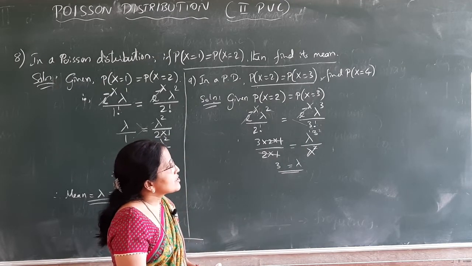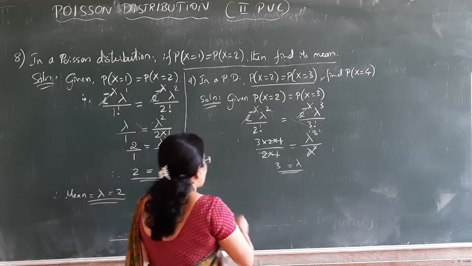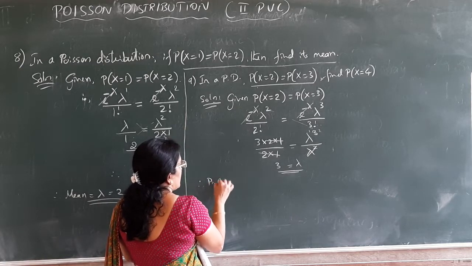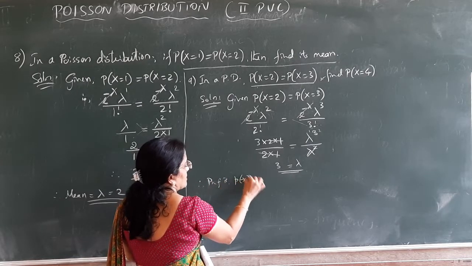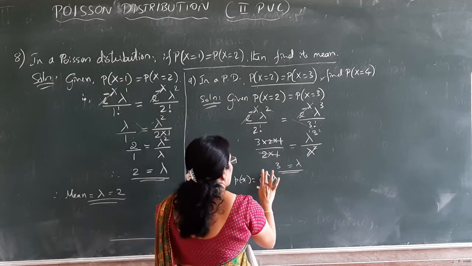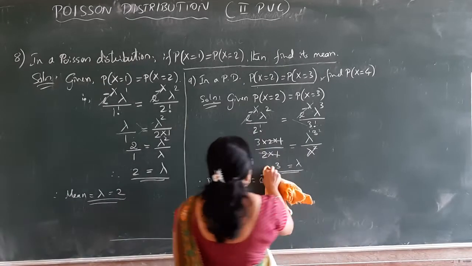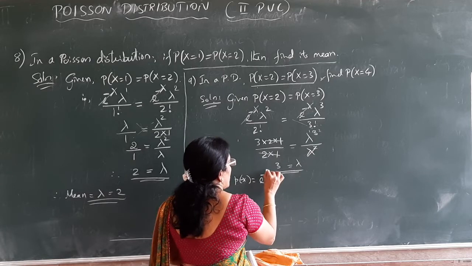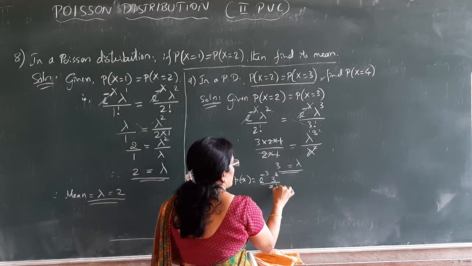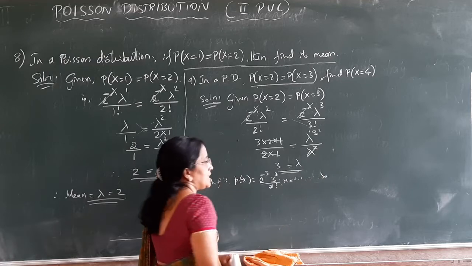Next, it is asked to find the probability of x equal to 4. So first write the probability mass function. Therefore, the probability mass function, PMF, is P of x equal to e power minus lambda, lambda power x divided by x factorial. Here, what is the value of lambda? Lambda equal to 3, which we just obtained. We can substitute it: e power minus 3, 3 power x divided by x factorial, right? x is equal to 0, 1, 2 up to infinity. It is the probability mass function.